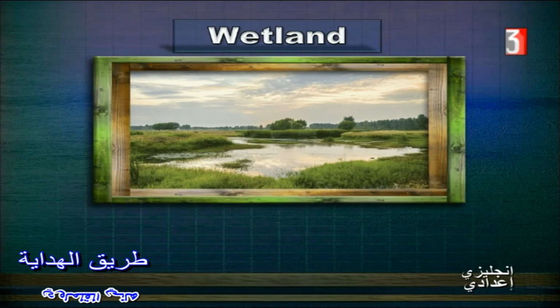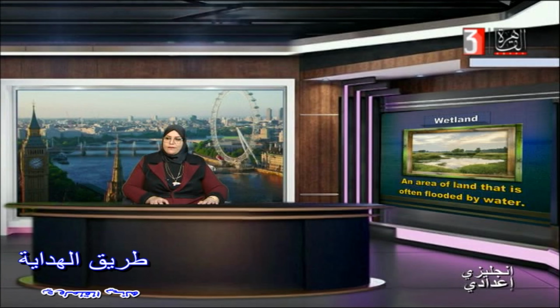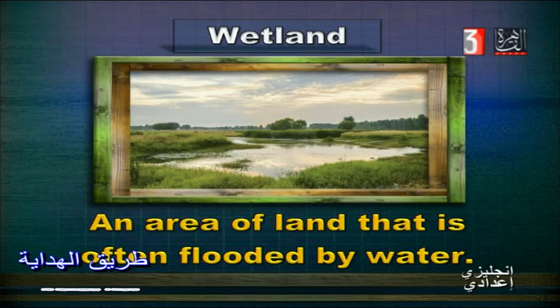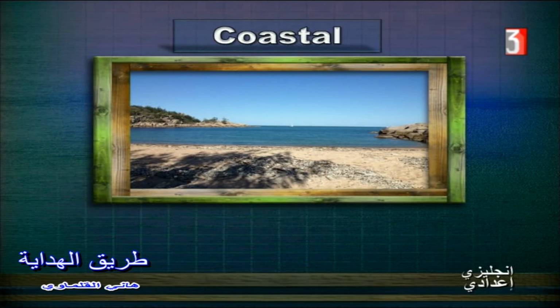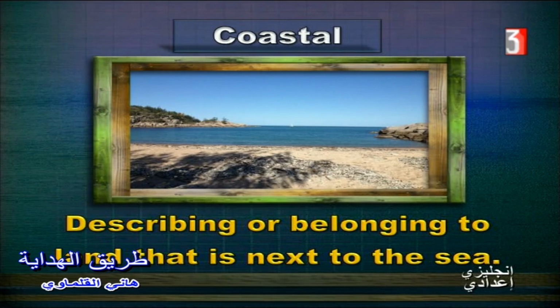Another kind of habitat is wetland. From its name, wetland, it's a land that is wet, the marshes, my dear students. An area of land that is often flooded by water. No rain on it, but it is flooded by water. We have coastal habitat, describing or belonging to land that is next to the sea. From its name, it comes from the word coast.